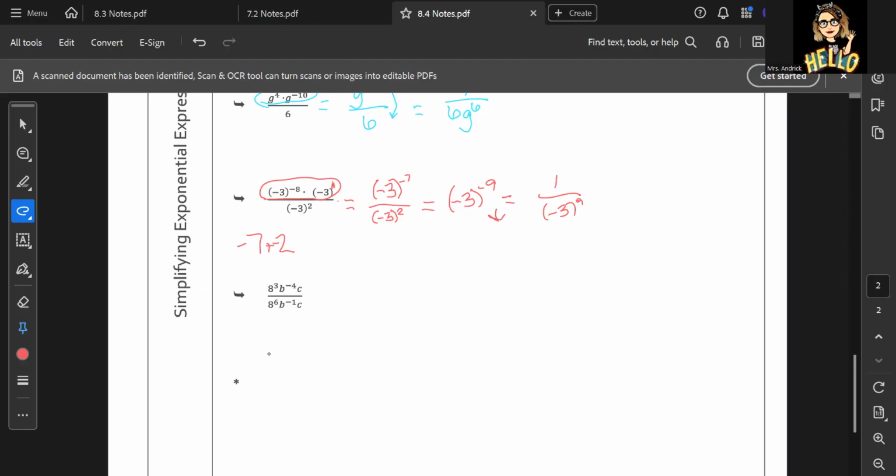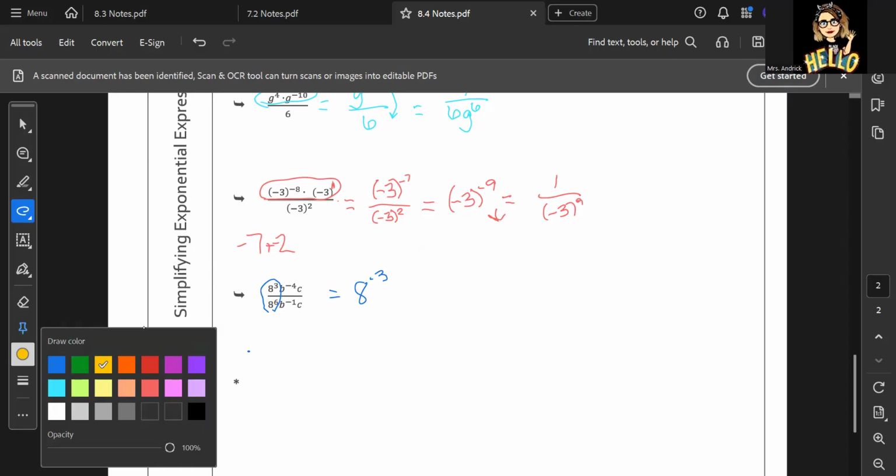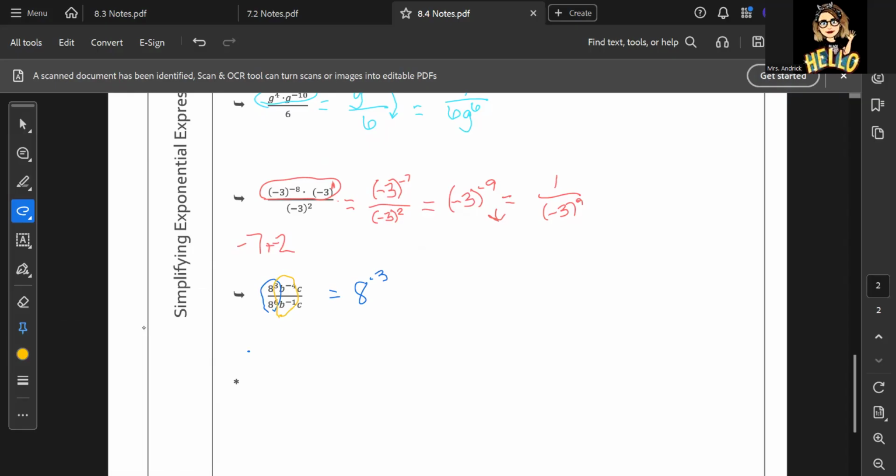I know, it's a lot. It's hard. This next one, we're going to take it piece by piece. Here's a base. 3 minus 6 is 8 to the negative 3. Here's my next base. Negative 4 and negative 1. Negative 4 minus negative 1 is negative 3. So I have B to the negative 3. C, I have 1 and a 1. So 1 minus 1 is C to the 0.